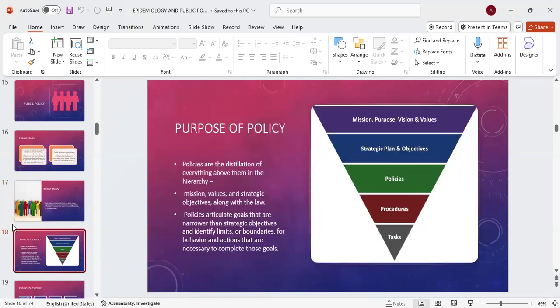This picture shows the hierarchy of policy and the purpose of policy. Policies are the distillation of everything above them in the hierarchy: mission, values, strategic objectives, along with the law. Policies articulate goals that are narrower than strategic objectives and identify limits or boundaries for behavior and action that are necessary to complete those goals.